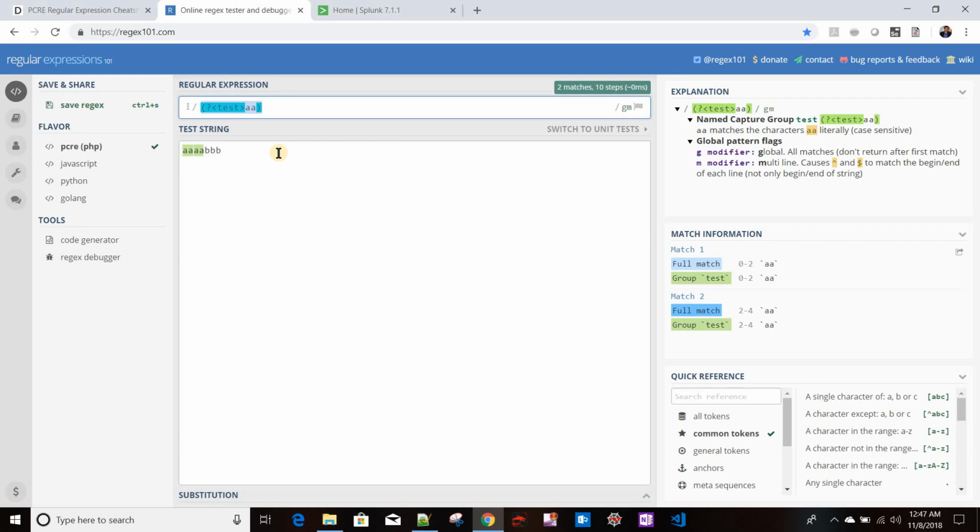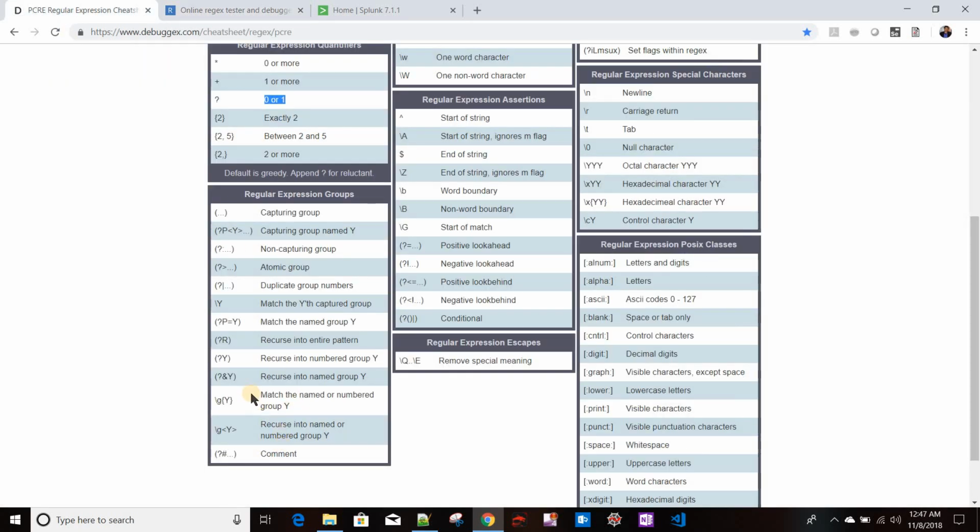The main logic behind the group is that when a regular expression engine encounters a group, specifically a named group, it not only calculates the group this way, it also saves the group output. Not the group regular expression, the output. In this case, it will be AA. So that at a later stage of the regular expression, you can refer to it. Let me show you that as well. This is how you refer to it.